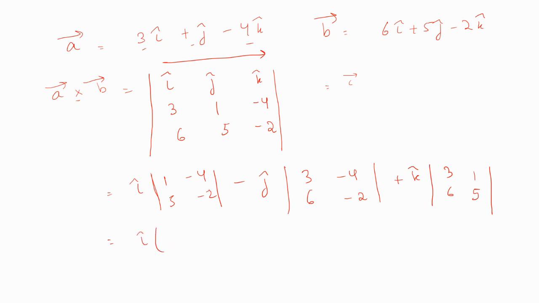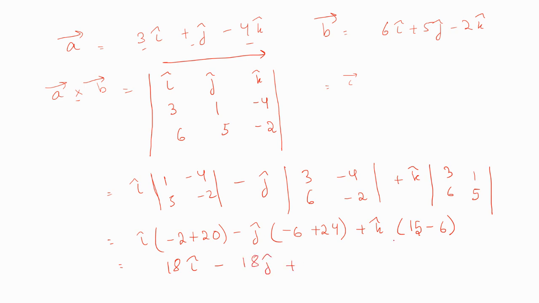So we have i cap, then this is a 2 by 2 determinant. So you write minus 2, 5 into minus 4, so that becomes plus 20, minus j cap. Minus 6, again minus 24 becomes plus 24. Plus k cap, this is 15 minus 6. Now, this is 18 i cap minus. So minus 6 plus 24 is plus 18. So it becomes minus 18 j cap plus 9 k cap. So this is your A cross B.